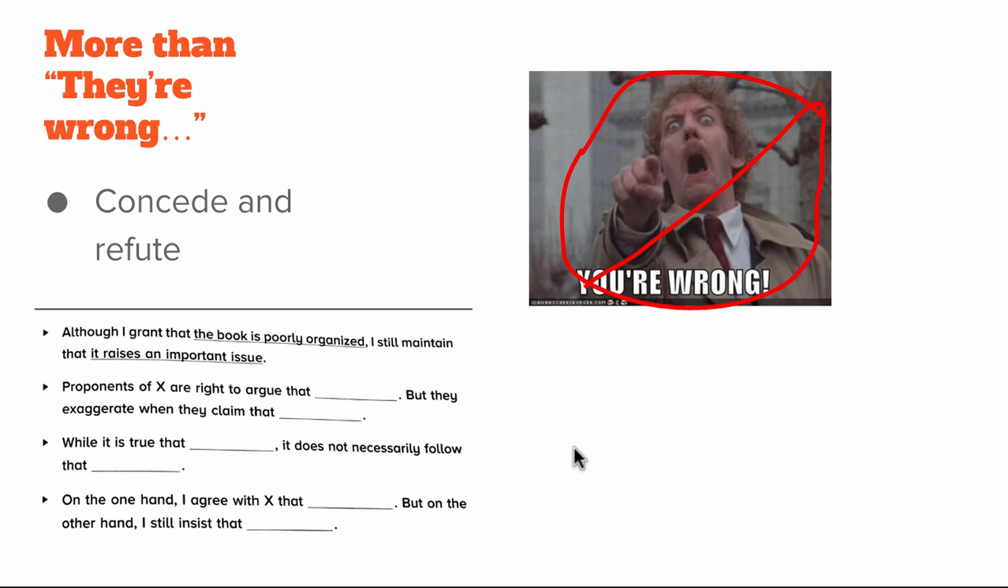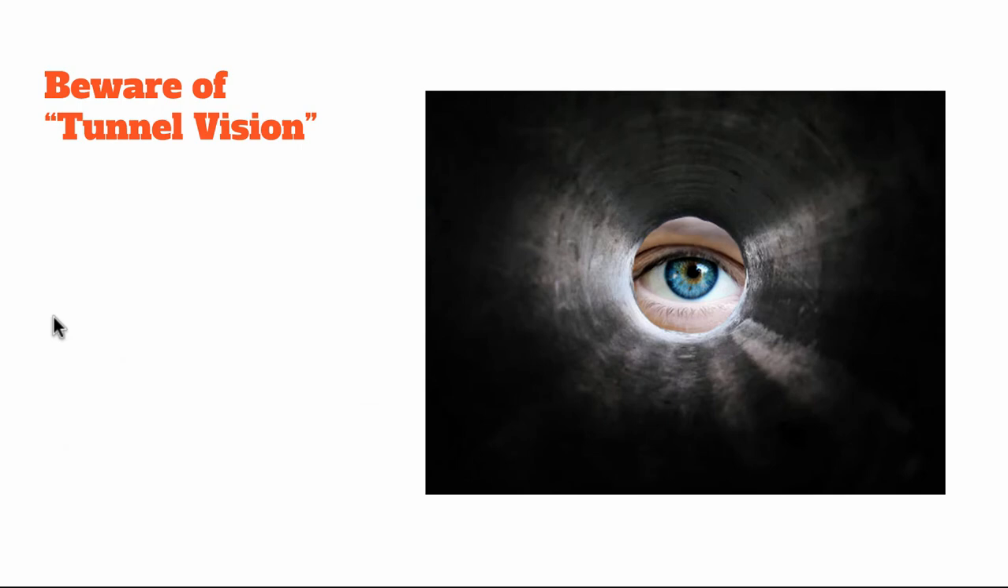So when you plant a naysayer, it's more than just saying they're wrong. You want to concede and refute. You want to beware of tunnel vision. If you're dealing with naysayers and you're struggling to prove them wrong or to find a persuasive disagreement with them, you need to reevaluate your claim and your argument. Don't simply move on. Don't ignore them.